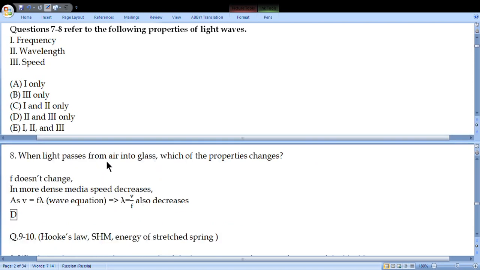When light passes from air into glass, which of the properties changes? Frequency doesn't change. In more dense media, speed decreases. The wave equation gives us the formula v equals f lambda, which means that lambda equals v over f. So v decreases, lambda also decreases, so we choose D. Wavelength is changing and speed is changing.